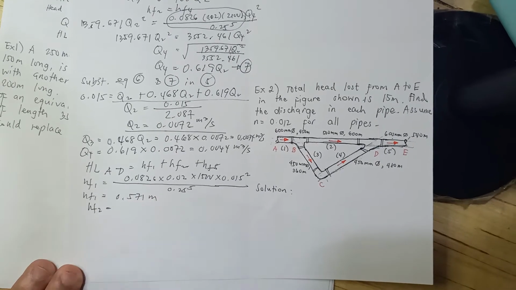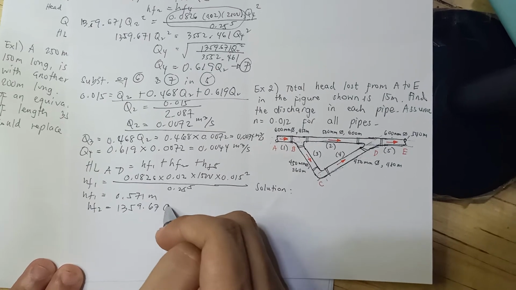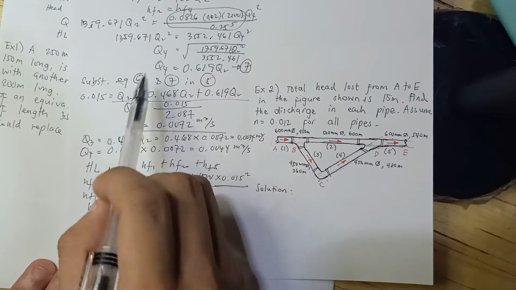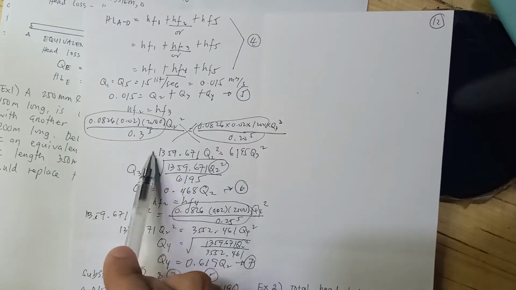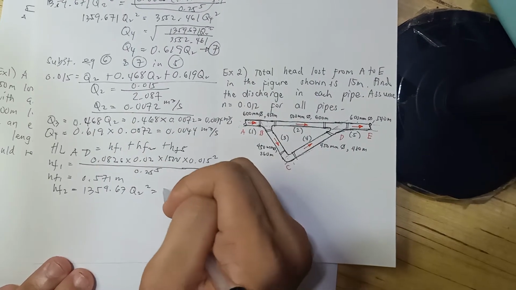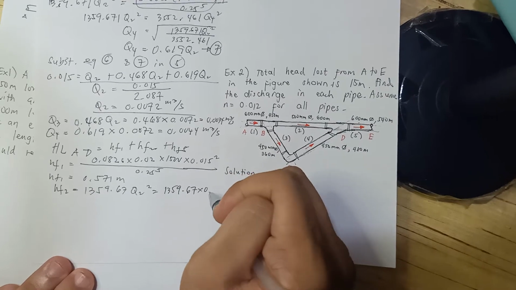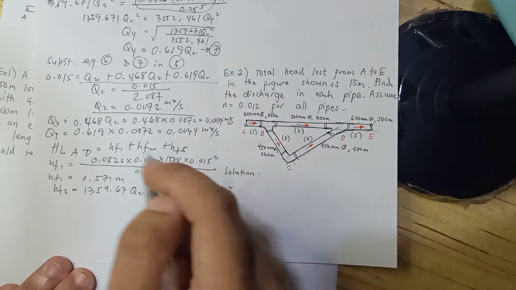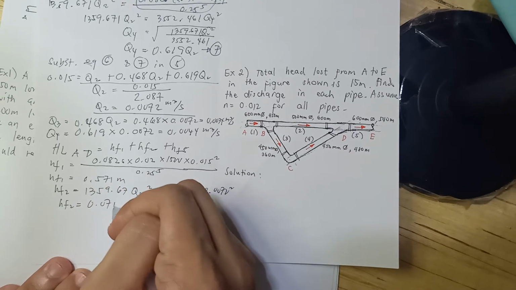HF2 is 1359.67 Q sub 2 squared, and we already solved that. HF2 is 1359.67 times 0.0072 squared. So HF2 now is 0.07 meter.